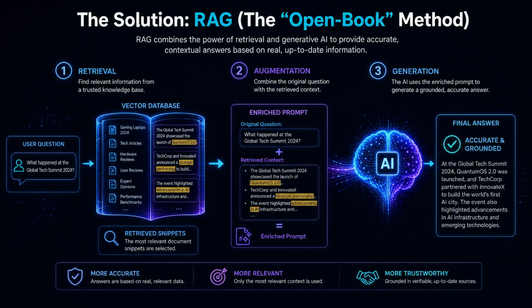The solution is RAG, the open book method. RAG fixes this by giving the AI a textbook or a set of documents to look at before it answers your question. It follows a simple 3-step process.